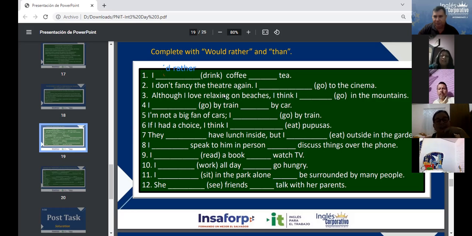They would rather have lunch inside, but I'd rather eat. Teacher, is in the past? Sorry. In the past. Yes. No, only in this one, I don't think that you have in the past because you don't have a subject. Let me see. No, all of them are simple form. Okay. In the next exercise, you will have a couple of them that you will use. Okay. I'd rather. Number seven is they would rather have lunch inside, but I would rather eat outside in the garden.